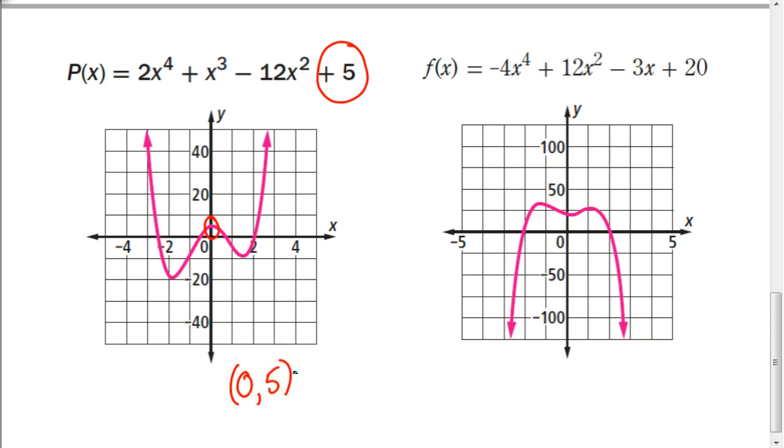So why don't you use that concept now to see if you can find the y-intercept or y-intercepts of this next graph on your own. Why don't you pause the video and hit play when you're ready to check your answer.